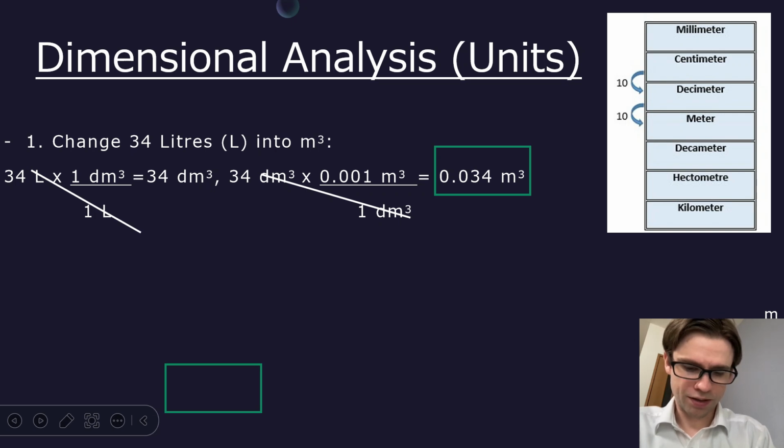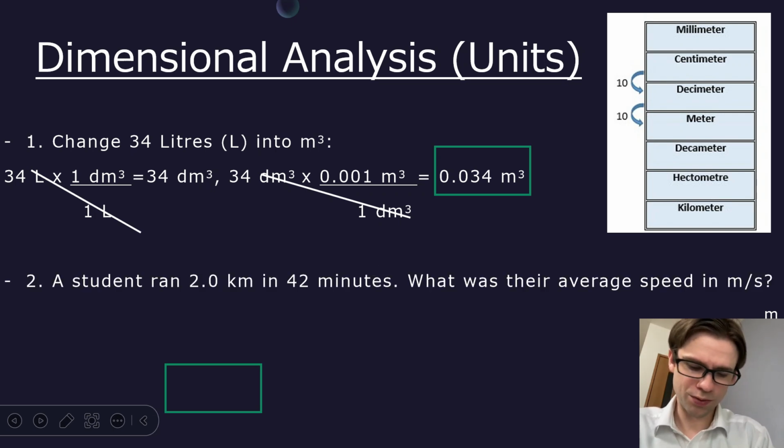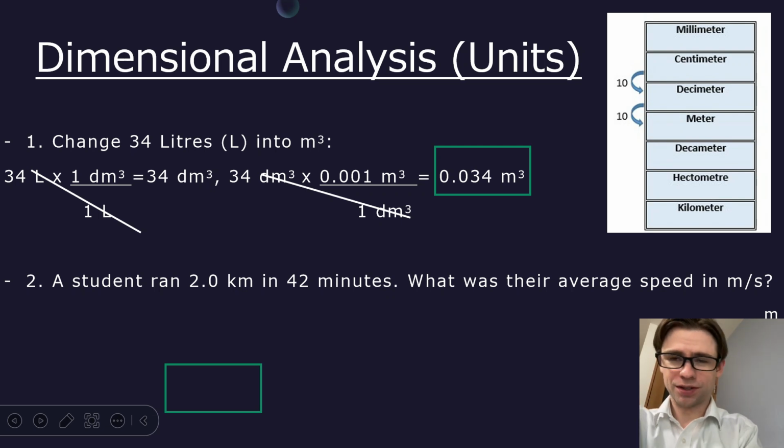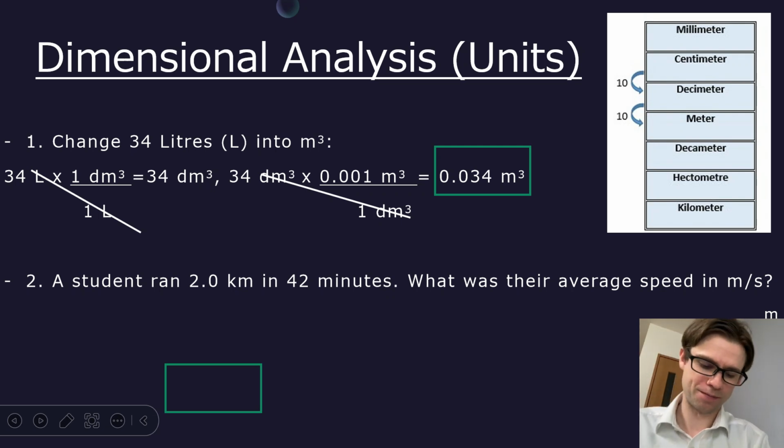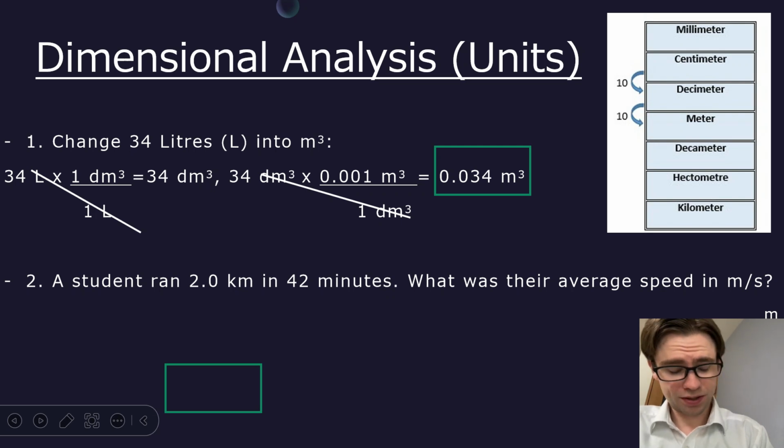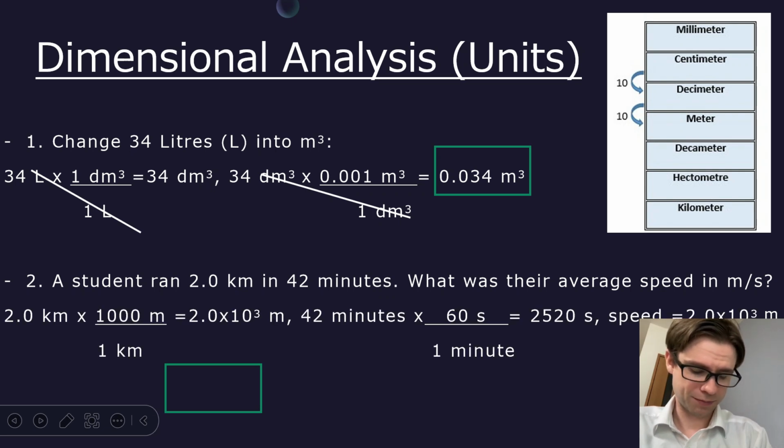All right, a student ran 2.0 kilometers in 42 minutes. What was their average speed in meters per second? So you're going to need to convert kilometers into meters and minutes into seconds and divide these things.